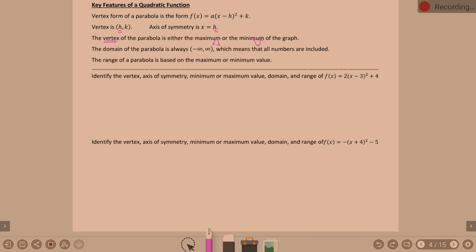The range of the parabola, that's the up and down, and that's based on the min and the max. If your parabola has a minimum, your range is going to be that number and everything above. If your parabola has a maximum, it's going to be that number and everything below. So that's what we're going to be practicing on.